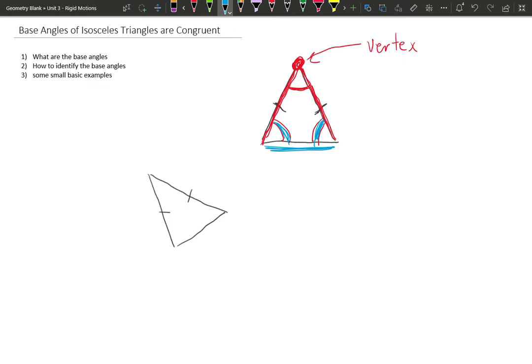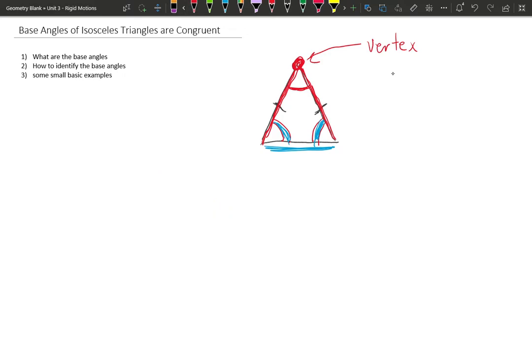All right, but the proper way to do this is to identify the angle across from the side. So the angle across from that side is this angle. The angle across from this side is this angle. So since those two sides are congruent, the angles across from them are also congruent.